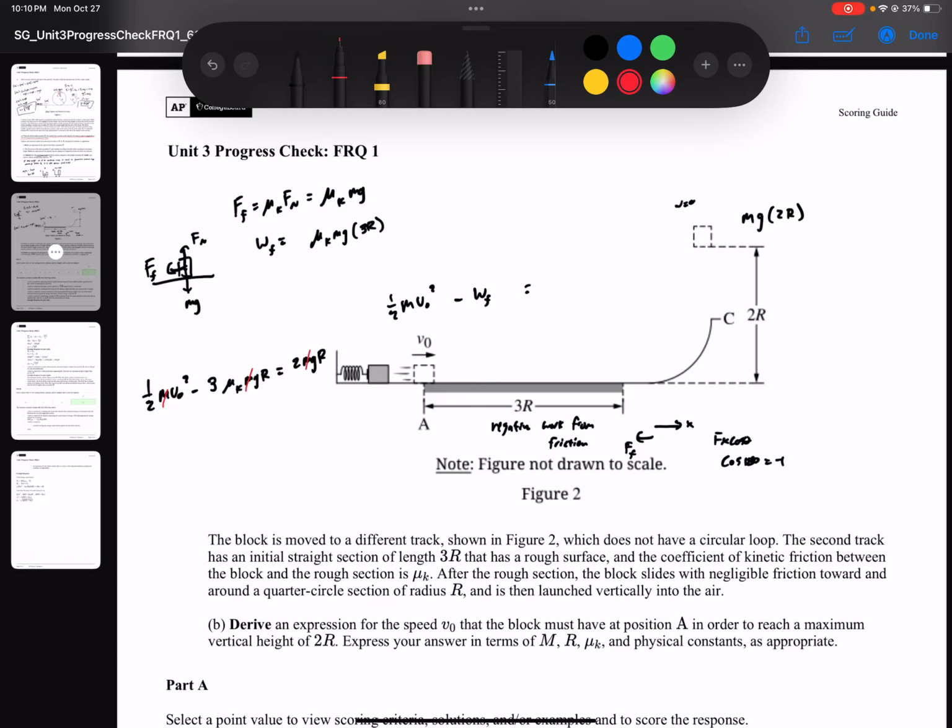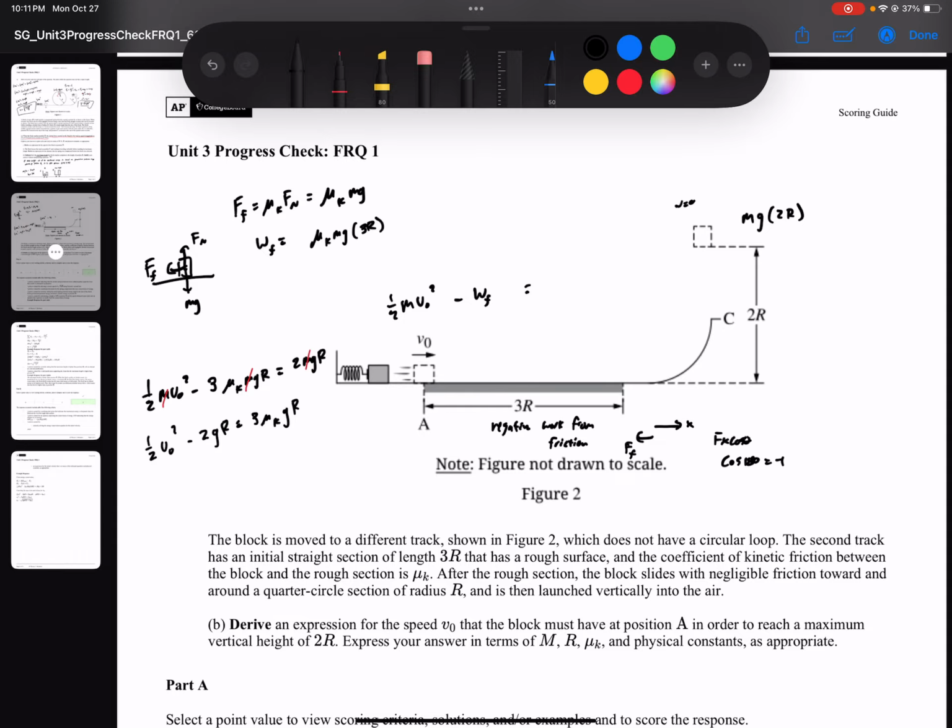And we're trying to solve for mu sub k. So I'm just going to rewrite this expression. So I have 1/2 v naught squared. I'm going to move this 3 mu sub k times r to the other side, and then move this 2 gr over to this side. If I go through every algebra step, it'll take too long. So work out these problems along with me, and you'll see how the algebra is working out.